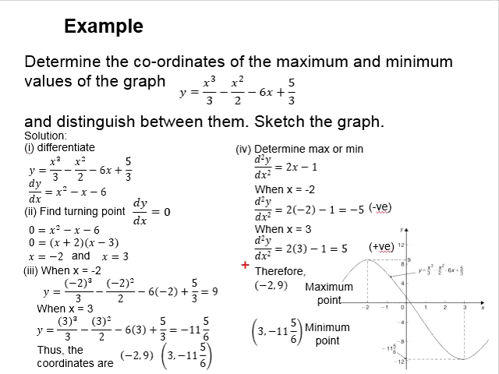With that, you know that the point negative 2, 9 will be the maximum point, and the point 3, negative 11 5/6 will be a minimum point. If you actually plot this curve, the curve will look something like this. The maximum point will occur when x equals negative 2 and the minimum when x equals 3, as obtained in the previous calculations. The maximum point occurs at negative 2, 9 and the minimum point occurs at 3, negative 11 5/6.